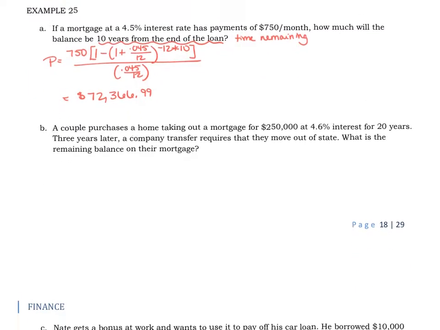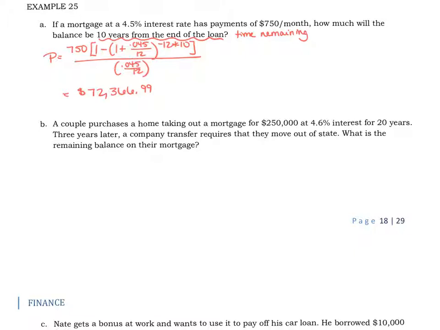All right, so let's look at this next example here. A couple takes out a mortgage for $250,000 at 4.6% interest, for 20 years. And 3 years later, a company transfer requires that they move out of state. So what is the remaining balance on their mortgage? Now in this case, I did not tell you what their actual mortgage payment was. So the first step you need to do is figure out what their monthly payment is, because I did not tell you that. But we can find that out. We've been doing that several times in the last several examples.